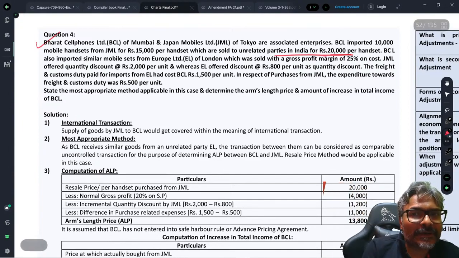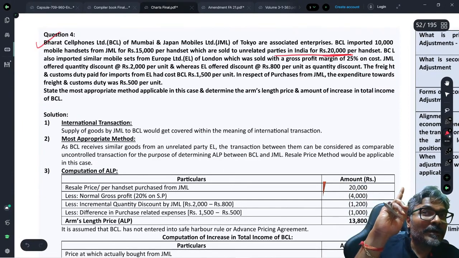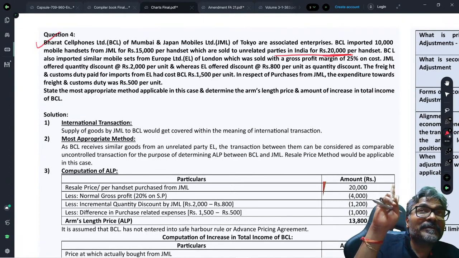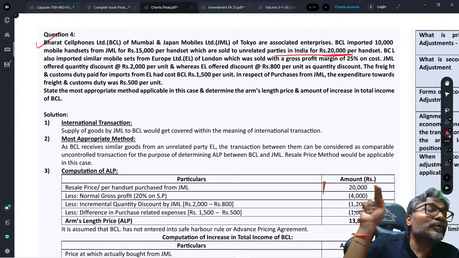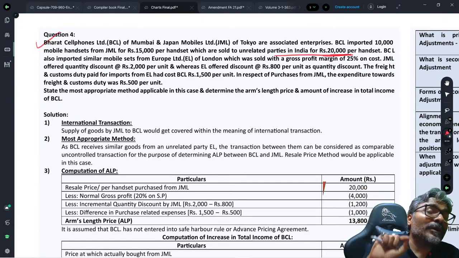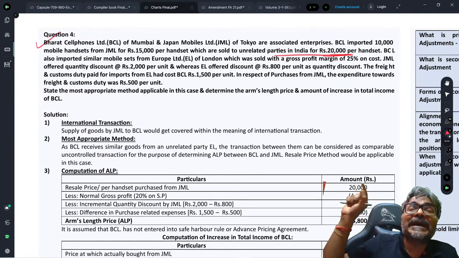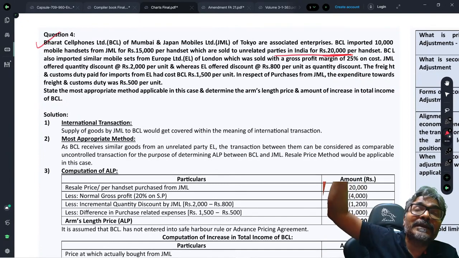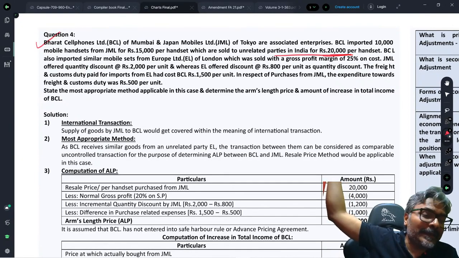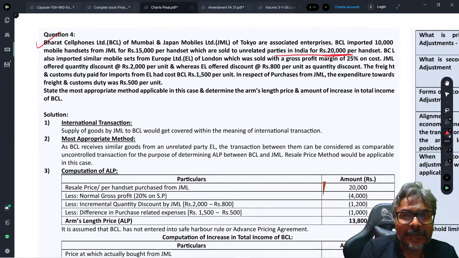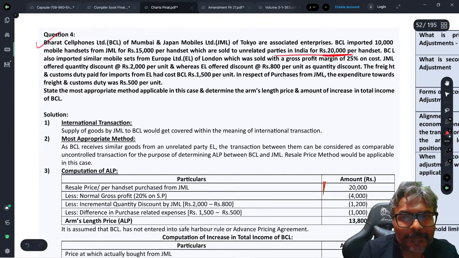And this 20,000, I will consider in my step number 2, because in step number 2, what do I do? The resale margin percentage, I am reducing from the reselling price of the Indian AE. So this I will use in my step number 2.